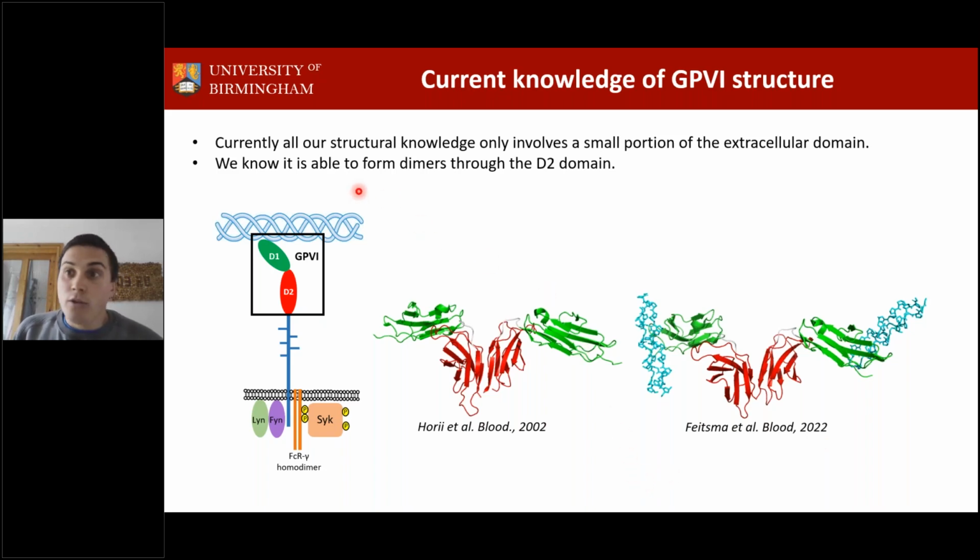Essentially what we knew from these structures is that GP6 can form dimers. It forms dimers through the D2 domain, and GP6 dimerization has been a topic of lots of disputes over the role of dimerization, but it was believed that for ligand binding to occur, you had to have a dimer of GP6.